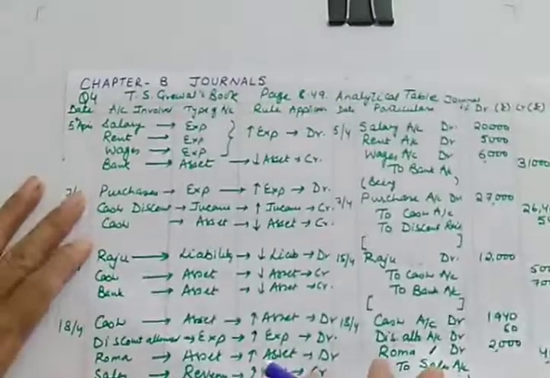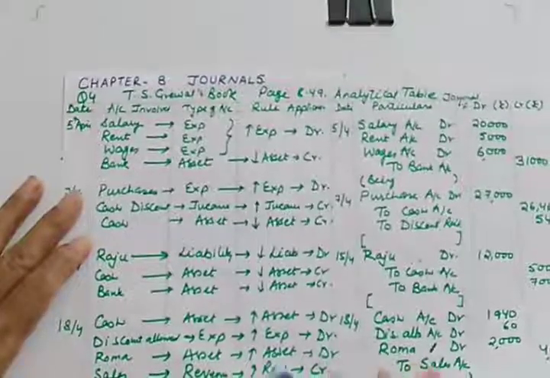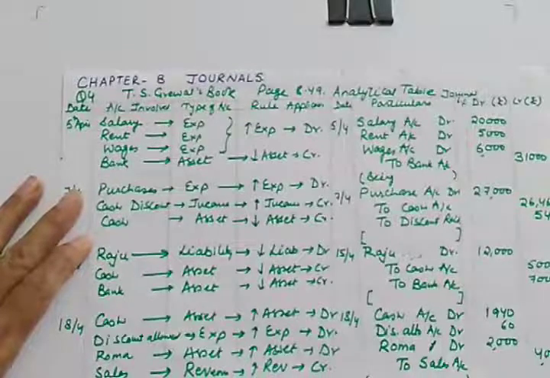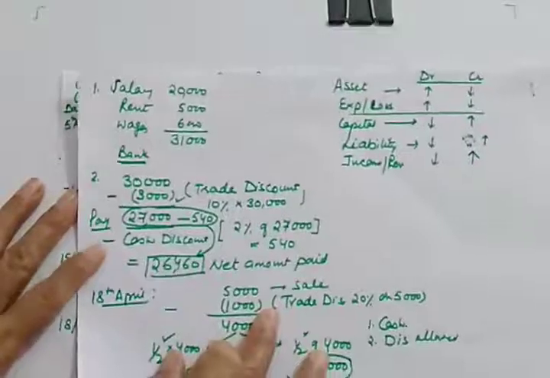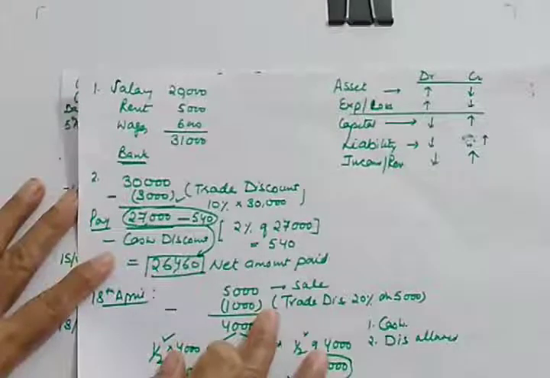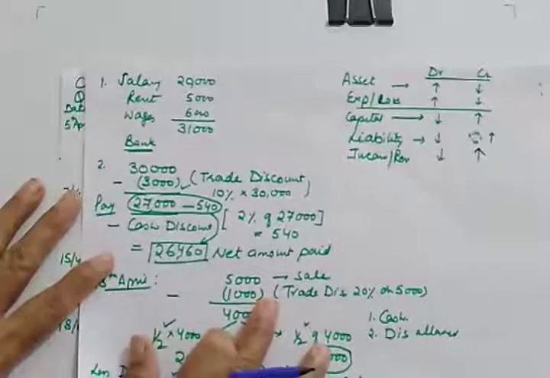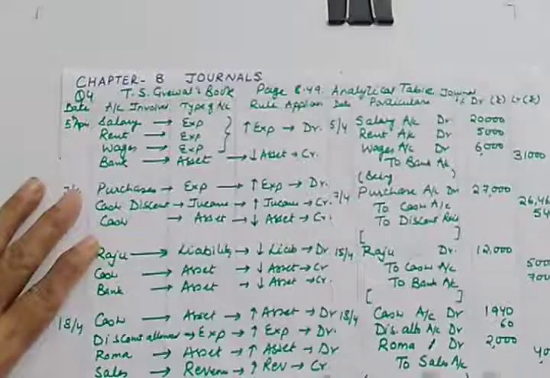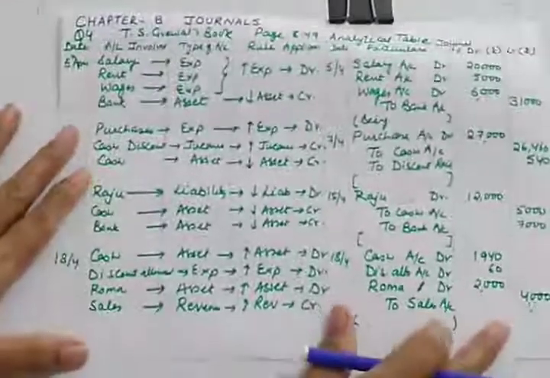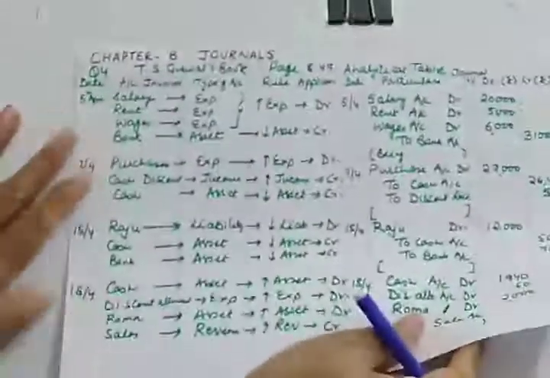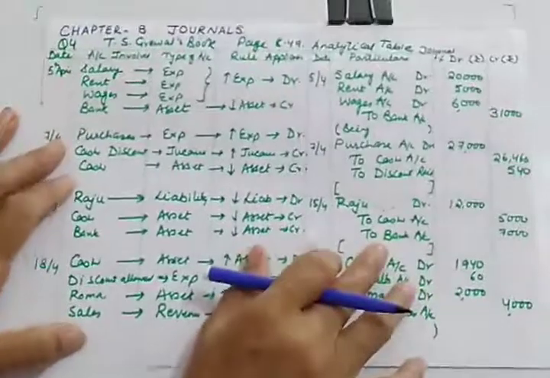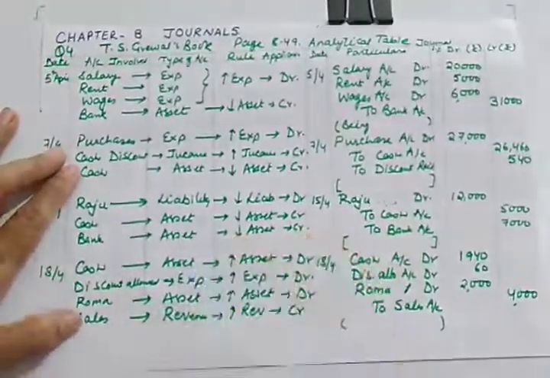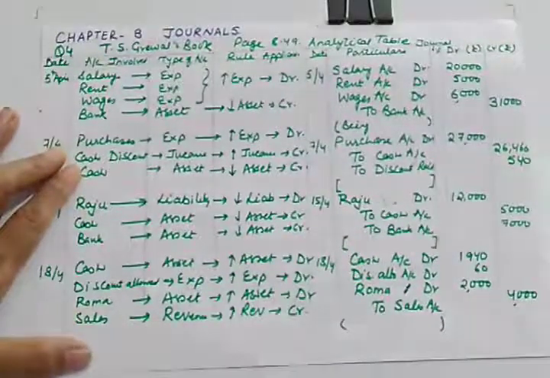And in today's lecture we have learned the calculation of trade discount and how it is deducted before calculation of cash discount, and we must have learned the recording of various transactions. So you also try the same numerical by making this analytical table. So that's all for today. Have a nice day.